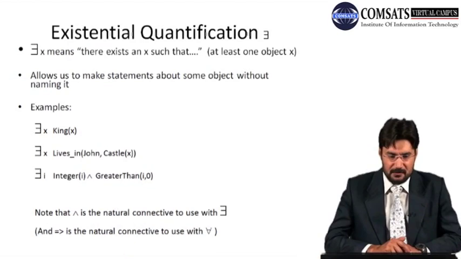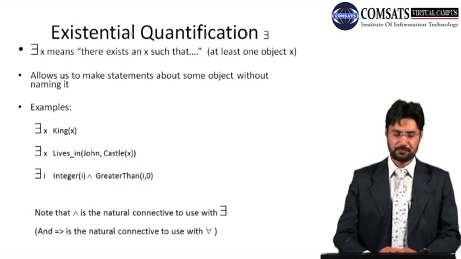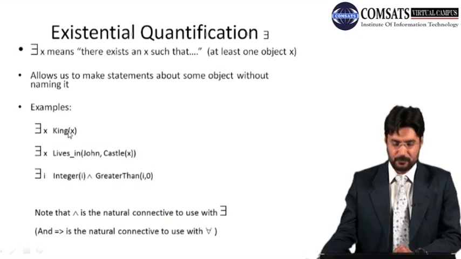And we can also use the existential quantifier, which means there exists, there are some X such that. So this is the basic symbol that we will use, and we can use it in many situations. It allows us to make statements about some object without naming it. As we are using variables, we don't need to name it, and we can form a lot of sentences. There exists X, King(X). So we can say that there are some X that are kings.